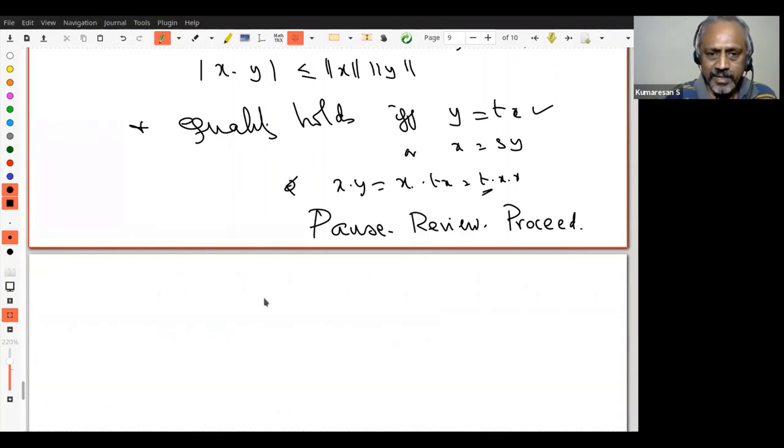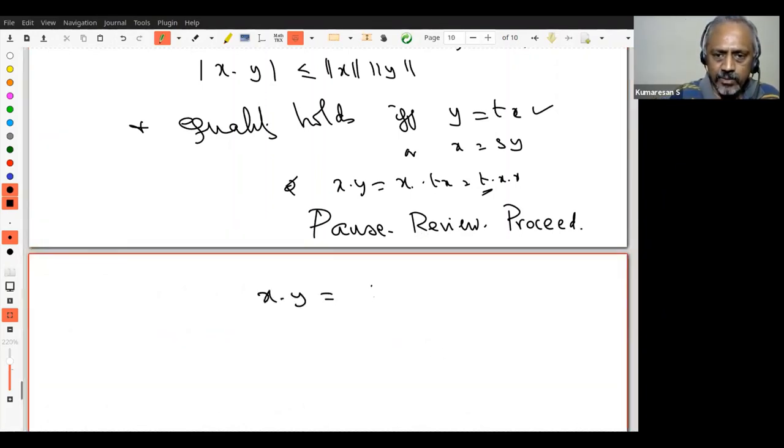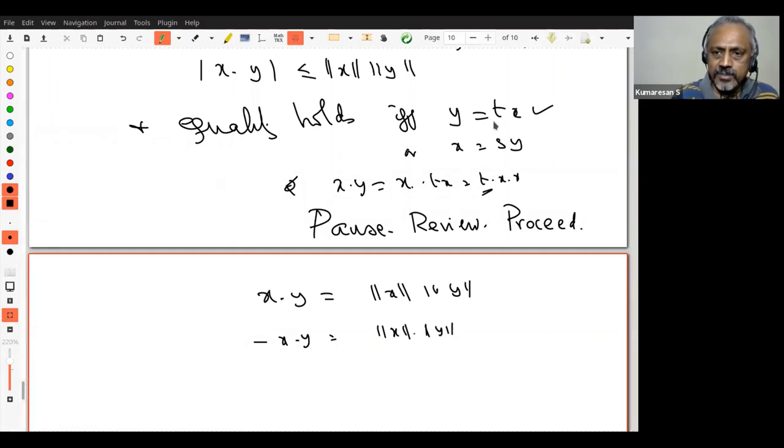Because this is a modulus, right? Either x dot y equals length x into length y, or minus x dot y, because the modulus may be either x dot y or minus x dot y. In that case, accordingly, you have to write this. So this t will be positive or negative, so you can work out.